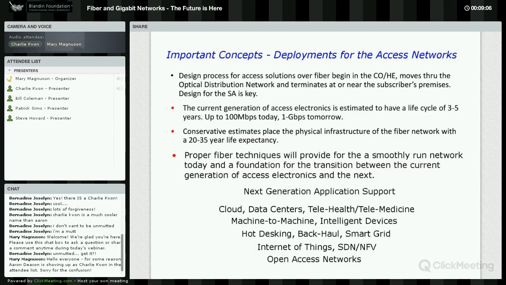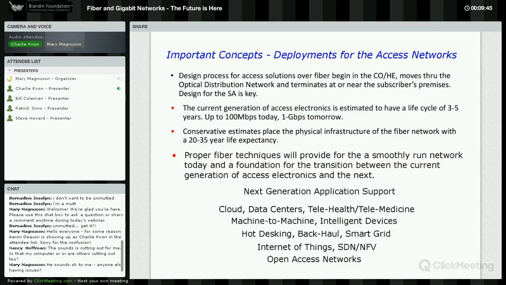The third, final concept that we want to look at is that when we build a fiber network, we want to build it so that it will be able to handle today's electronics, the access electronics, and a transition between those current electronics and the next. When we start looking at next generation application support for these networks, we're looking at cloud, data centers, telehealth, telemedicine. These are things that a lot of people are already talking about, even in your own arenas and your own areas in your cities and municipalities.